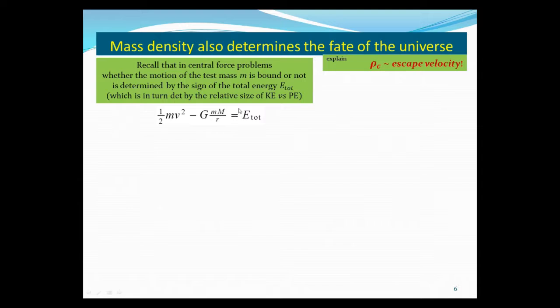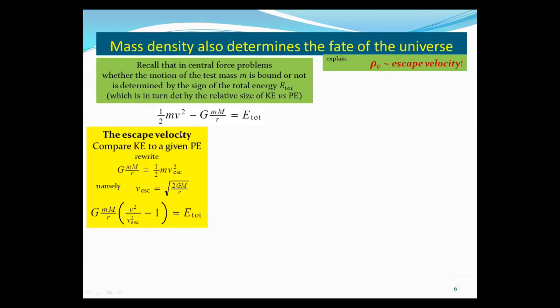So the energy balance, whether positive or negative, is determined by whether the kinetic energy is bigger than the potential energy or vice versa. Remember our introduction of escape velocity. We want to compare kinetic energy to a given potential. Suppose the potential energy is given. You ask whether the kinetic energy is bigger or smaller than the potential energy in order to see whether the system is bounded or unbounded.